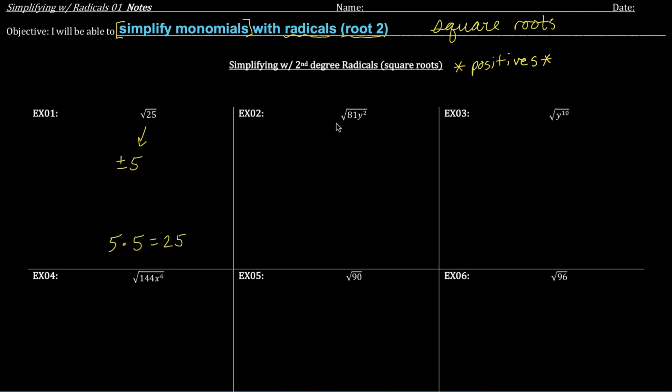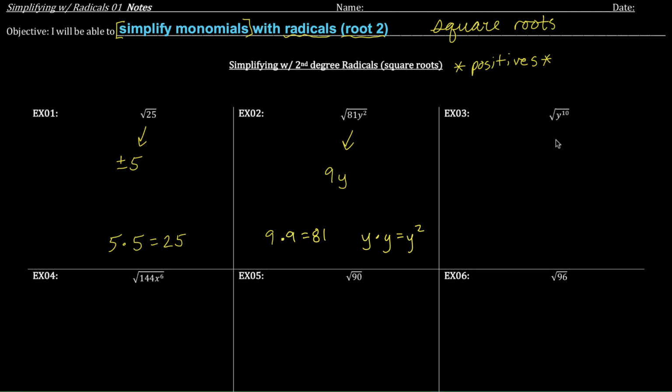Okay, so the square root of 81 y squared. Well, 9 times 9 is 81, and y times y is y squared.